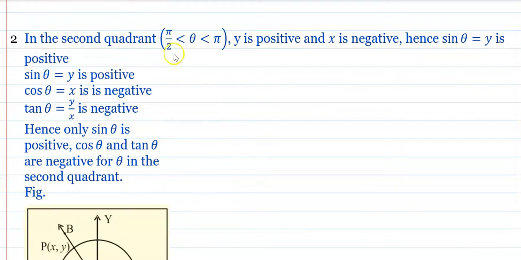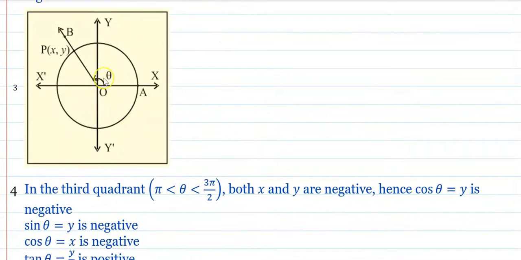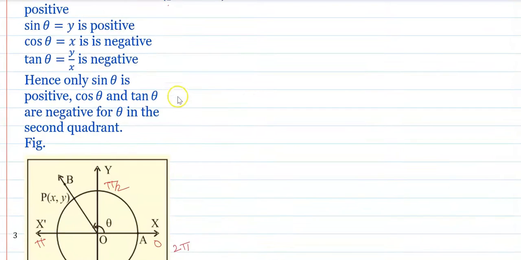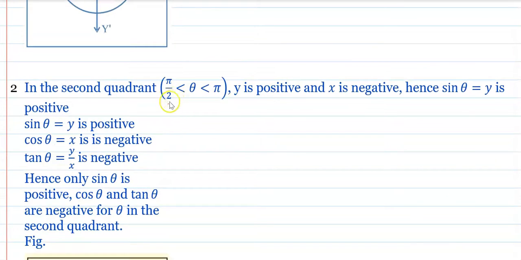Now in the second quadrant, the angle lies between pi by 2 to pi. Here is pi by 2, which means 90. Here is pi. Next is 3 pi by 2 and the last is 0 or 2 pi. And therefore, in the second quadrant, y is positive, x is negative. Means what? Sin is positive, cos is negative, and tan is also negative.